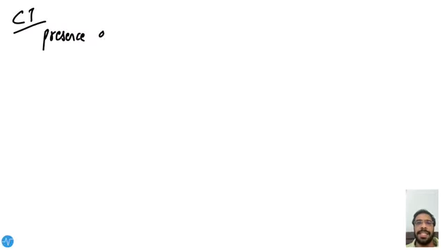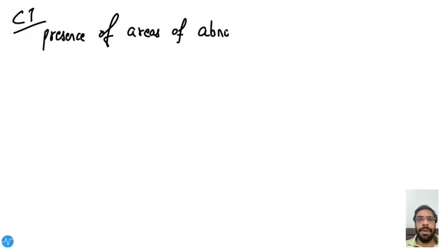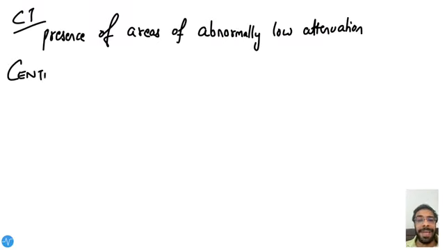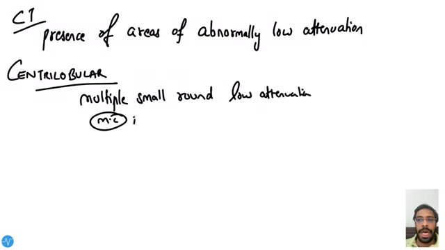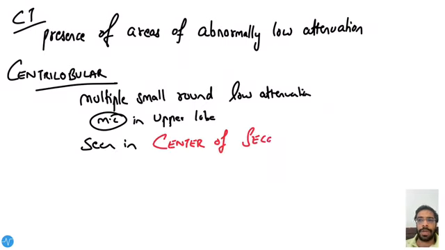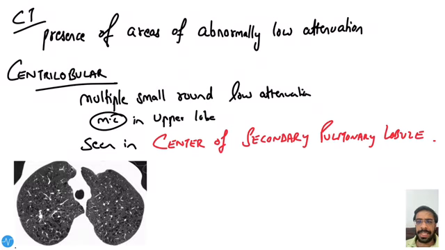Now let us see the CT features. There will be areas of abnormally low attenuation, meaning blackened areas seen in the CT. Let's deal with the centrilobular pattern. You will see multiple small round low attenuation areas, most common in the upper lobe, and these are seen in the center of the secondary pulmonary lobule. Therefore the name centrilobular.